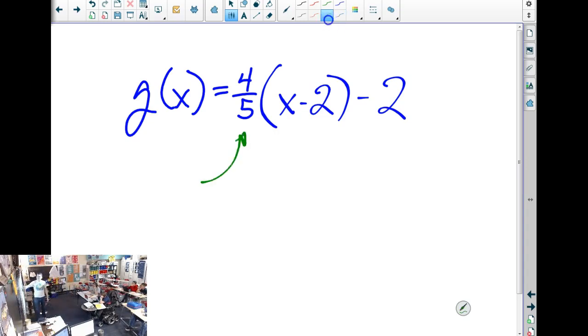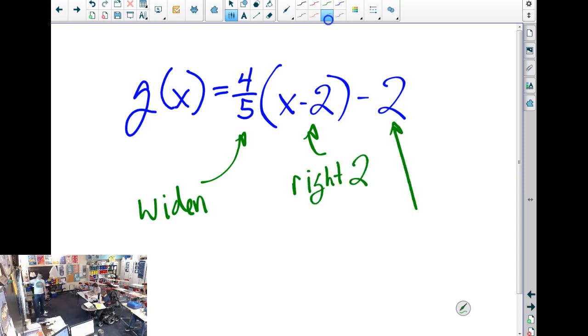My 4/5, since it's a fraction and it's less than 1, makes it wider. My -2 on the inside. Oh, I think you're talking about you moved it, right? Yeah, right 2. So we have widen, move right, move down.